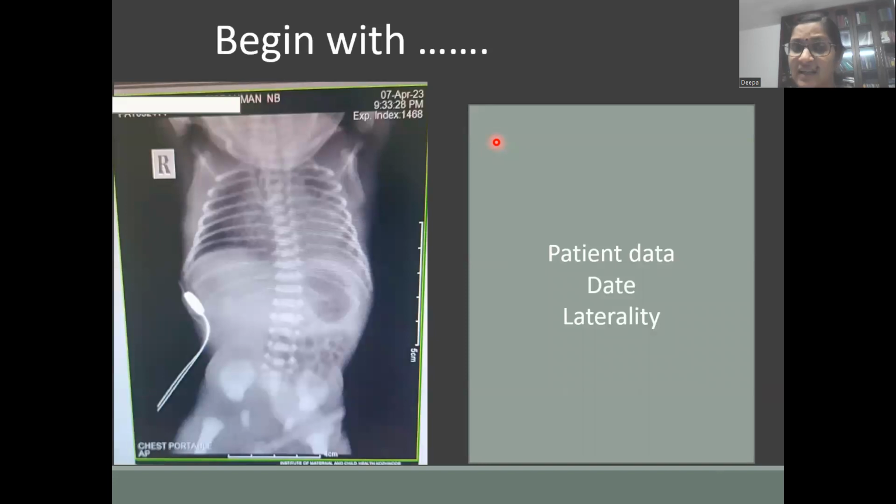So that was the technical aspect of taking X-ray, the positioning of the baby for taking X-ray. Now, beginning with the proper interpretation of the X-ray. Before we begin with the interpretation, it is important that you ensure that the X-rays are properly labeled with the date as well as the time of shooting the X-ray, and the laterality is also marked.